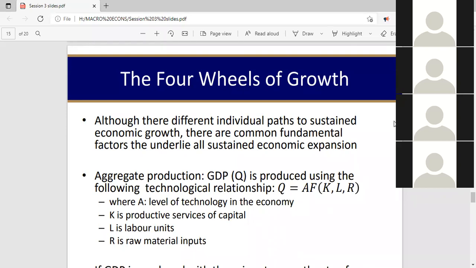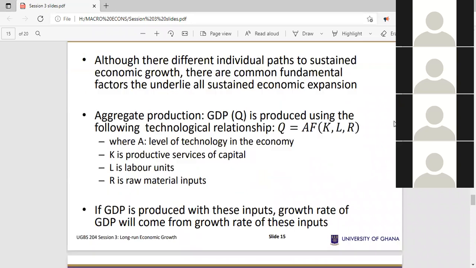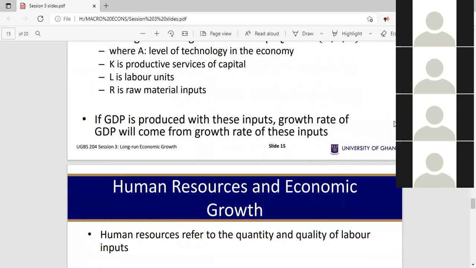Then we know labor. Labor is the normal labor we know. And the R there denotes raw materials. Now, we are saying that if GDP is produced with these inputs, the growth rate of GDP will come from the growth rate of these inputs.